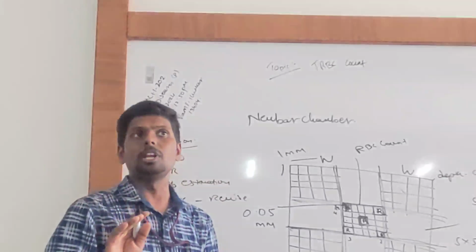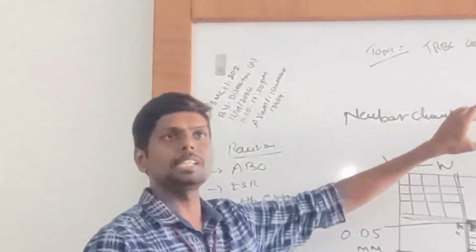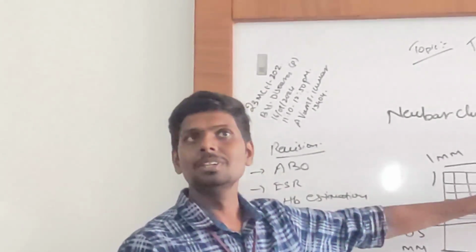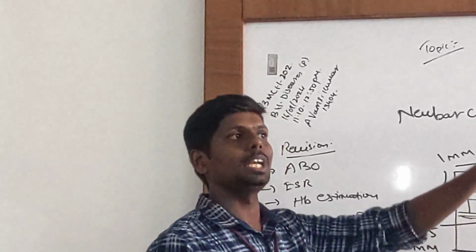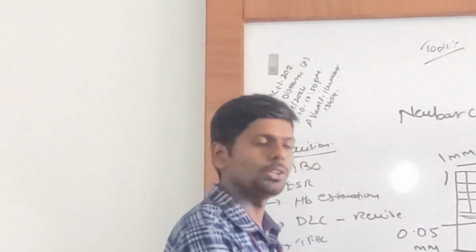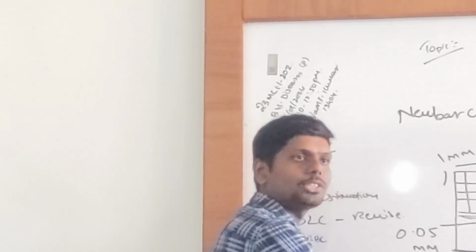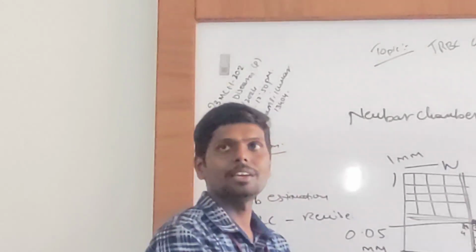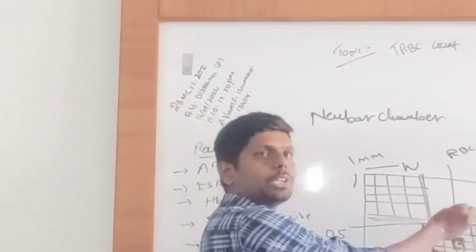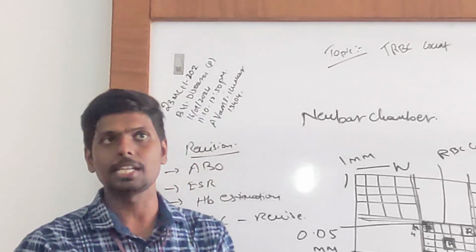Your today's experiment: no need to count the cells, at least understand the grid. See various locations of the grid under the microscope. Try to locate where the largest square is, where the central square is, and where the five small squares of the central square are. That will be today's experiment.